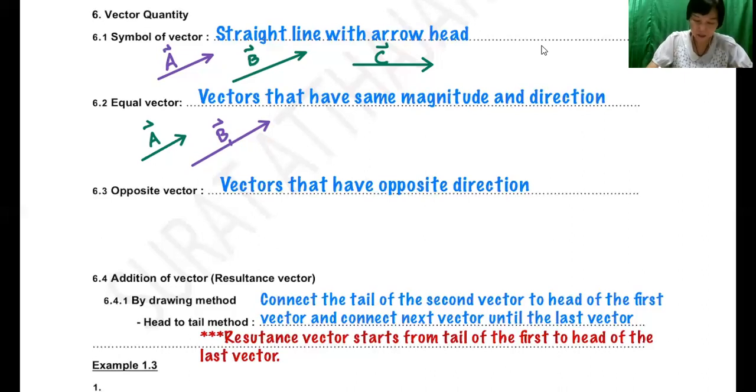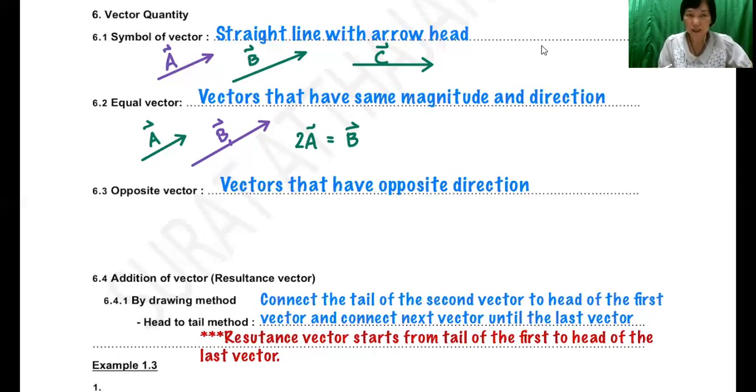In this case, we can conclude, or we can write, 2A equal to B, or we can say that vector B equals 2 times vector A. In this case, it means that vector B has the same direction as vector A, but the magnitude of B is 2 times that of A. Okay, what about opposite vectors?